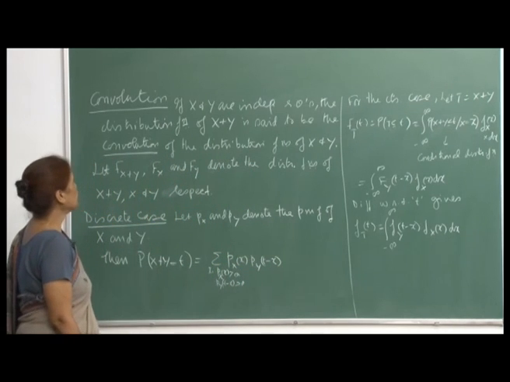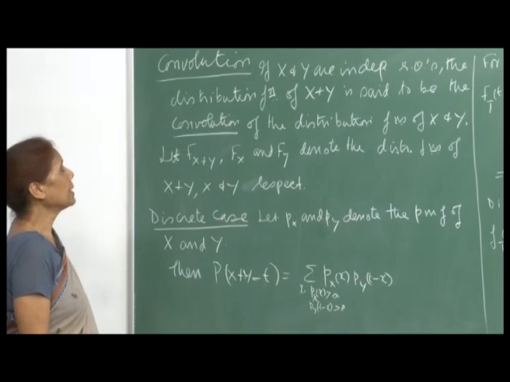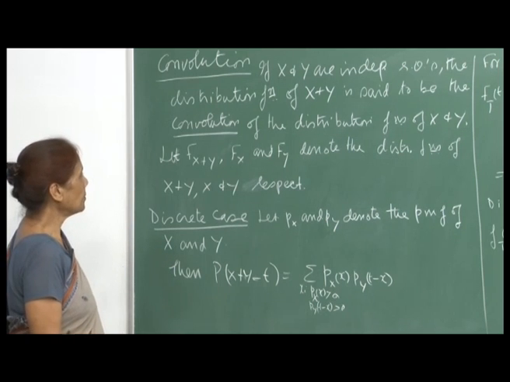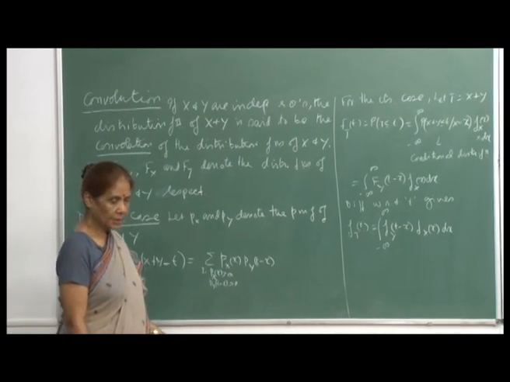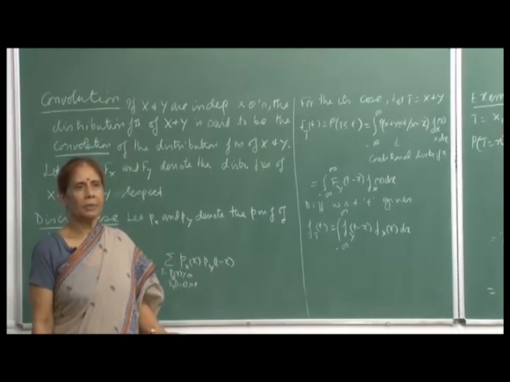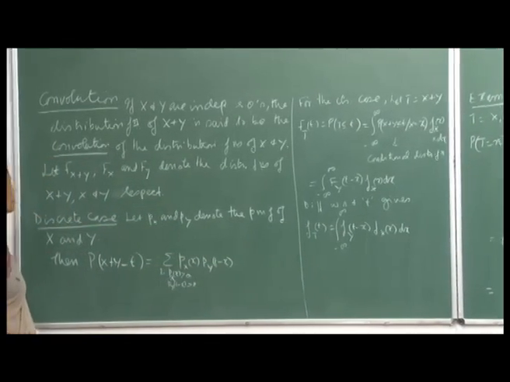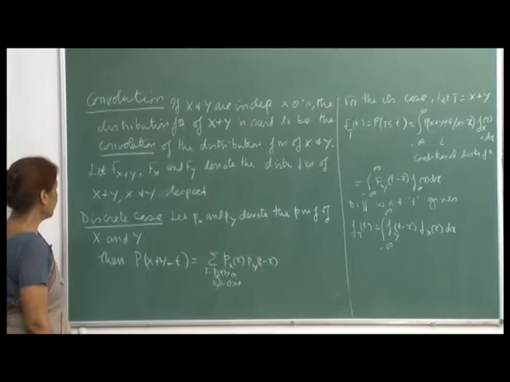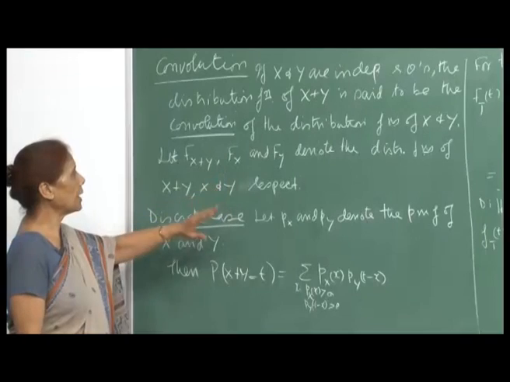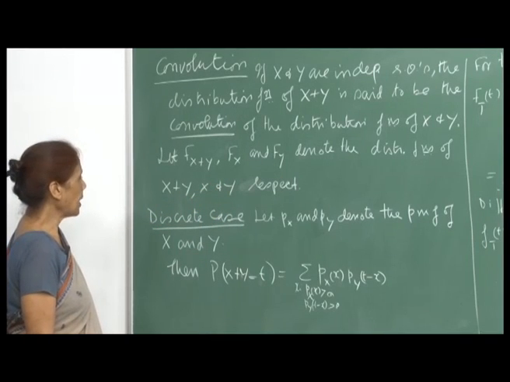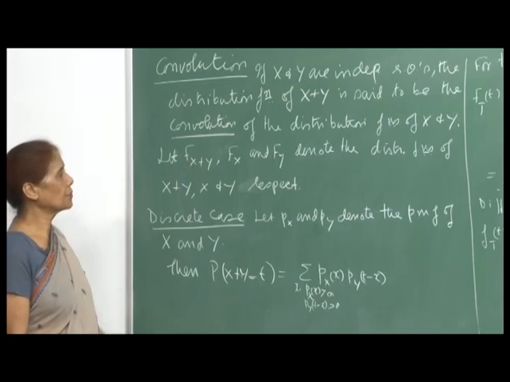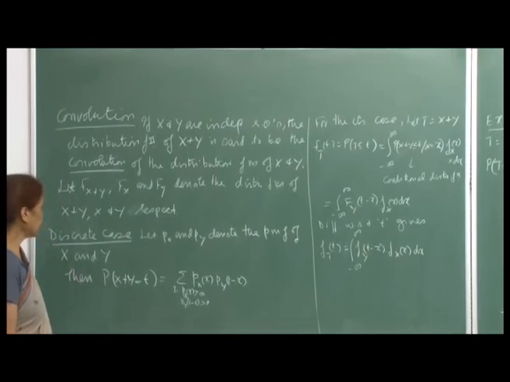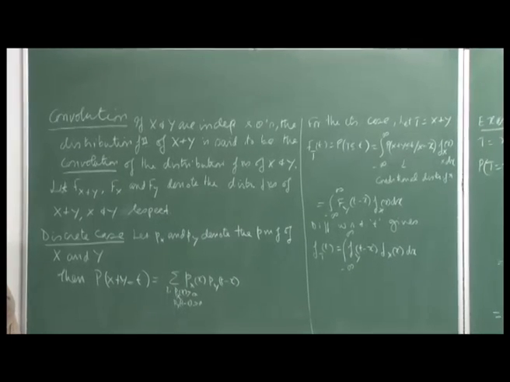So, here the definition says that if X and Y are independent random variables, the distribution function of X plus Y is said to be the convolution of the distribution functions of X and Y. So, the distribution function that we obtain for X plus Y is called the convolution of the distribution functions of X and Y. Now, let F_{X+Y}, F_X and F_Y denote the distribution functions of X plus Y, X and Y respectively. By notation it is clear that F_{X+Y} is the distribution function for X plus Y, F_X is for X and F_Y is for capital Y.